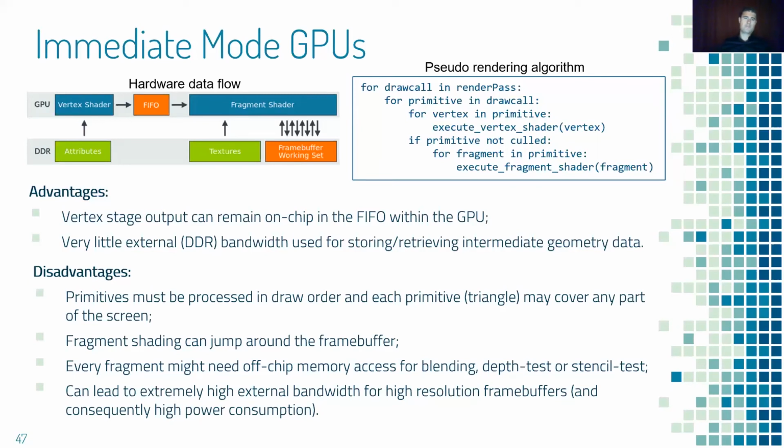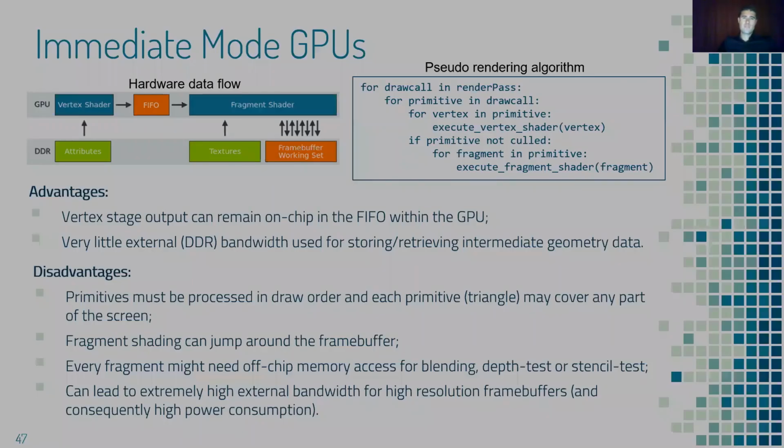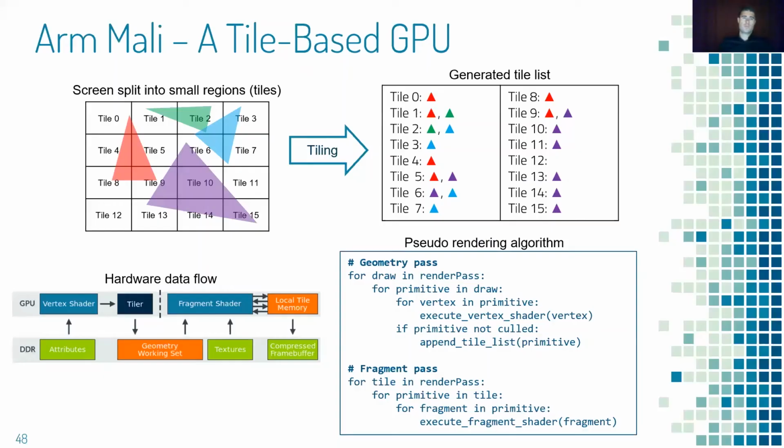For example, modern NVIDIA GPUs have a power budget of maybe 60 or 70 watts. That is huge. Compare that with the maximum of 2 watts that mobile GPUs can use. So this is like a 30 or 40 times bigger power budget. Because of that, mobile GPUs, which Arm is one of, use a different approach. Arm Mali is a tile-based GPU. The way it works is that it splits the screen into smaller regions called tiles.